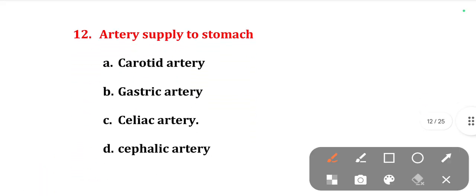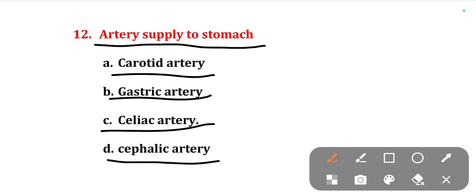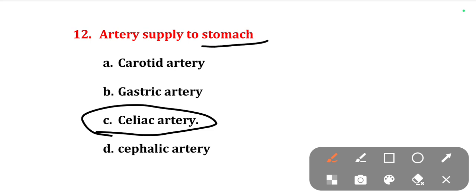The next one is the artery supply to the stomach. Which artery will supply the oxygenated blood to the stomach? The options are carotid artery, gastric artery, celiac artery, cephalic artery. The right one is the celiac artery. The celiac artery will supply the blood to the stomach.